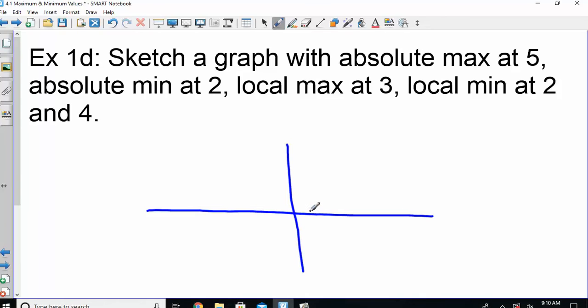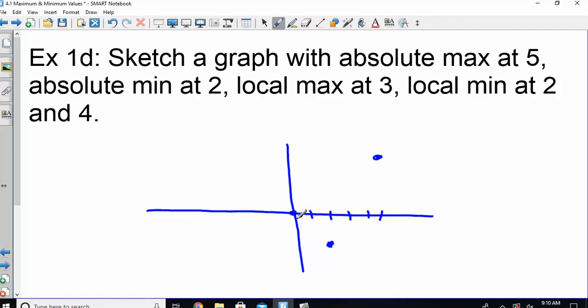Absolute max at 5. So when x equals 5, I have to have a high point here. And absolute min at 2. So at 2 I have some low point. Those are absolute, so I can't go above or below those points. A local max at 3, local mins at 2 and 4.